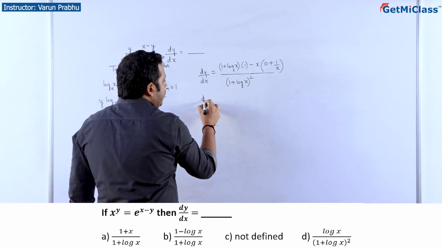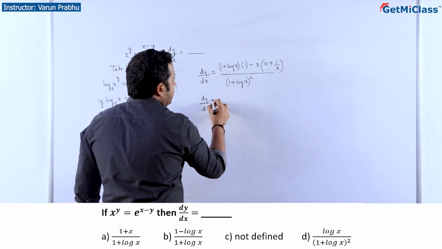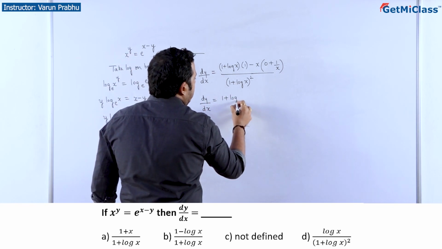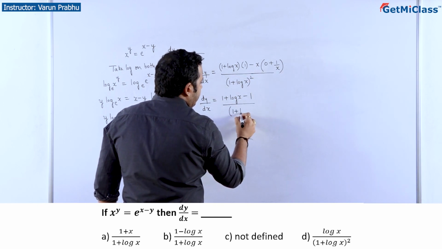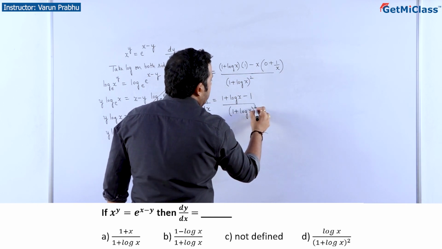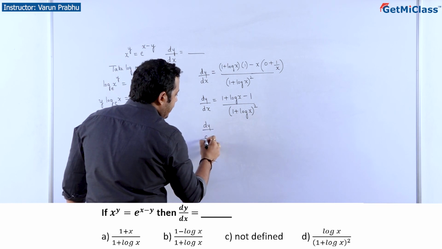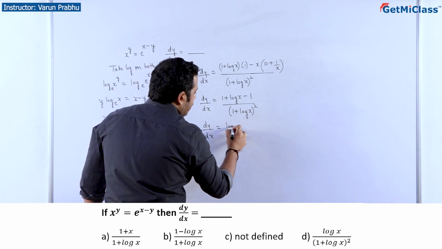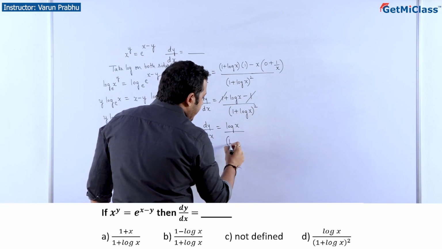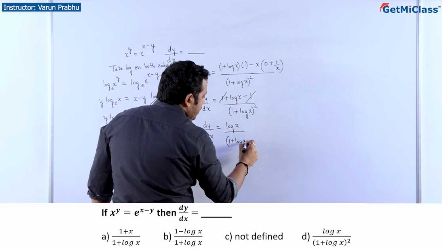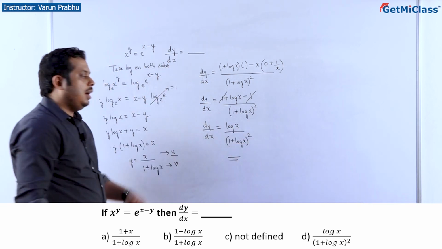So what's the answer that we get now? dy divided by dx, that is equal to 1 plus log x minus 1, x and x will get cancelled, divided by 1 plus log x the whole square. So your value for dy divided by dx is equal to log x, see your plus 1 and minus 1 will get cancelled, divided by 1 plus log x the whole square. This will be the answer to the question.